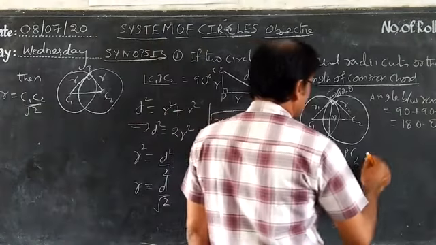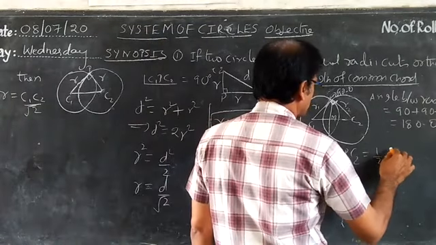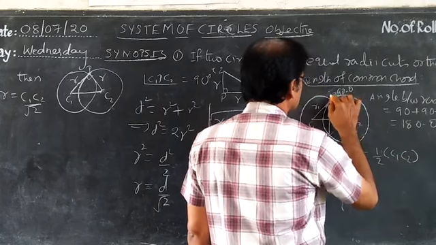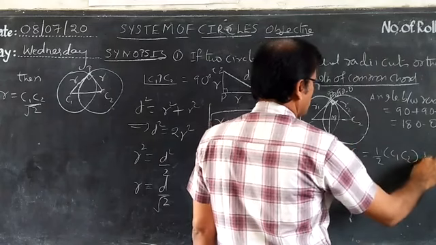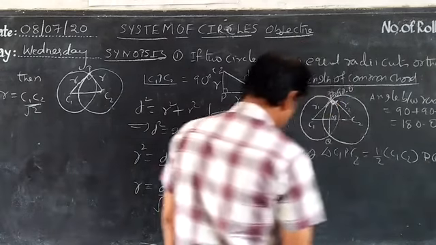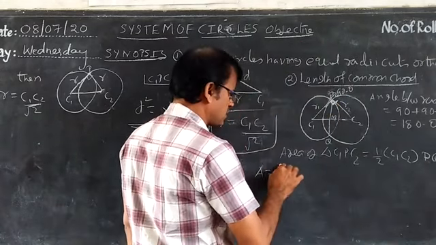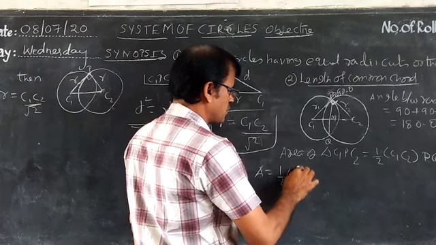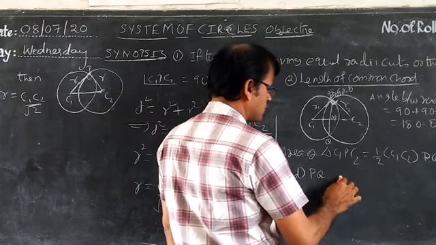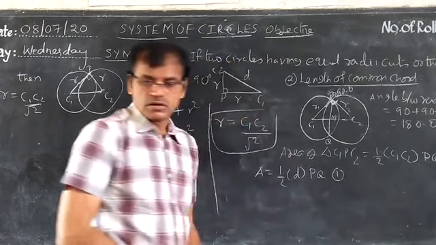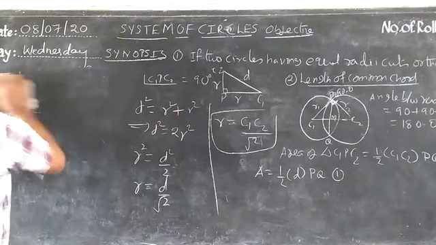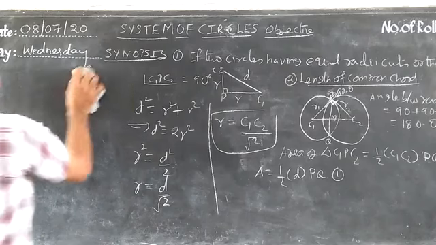Area of triangle C1PC2 is equal to half into base into height. You write half into C1C2 into height. Put P here and Q here. Height PQ. Let the area be A. That implies area A is equal to 1 by 2 into C1C2, which is D, into PQ. We put it as equation number 1. Now let us consider another method.